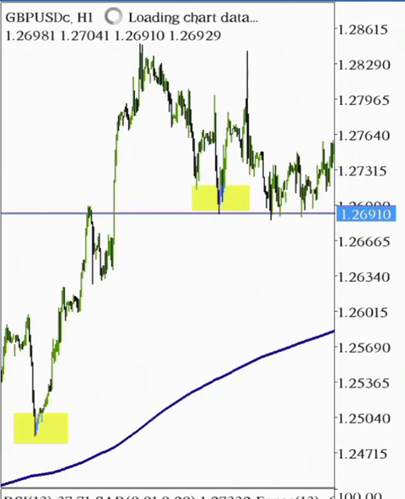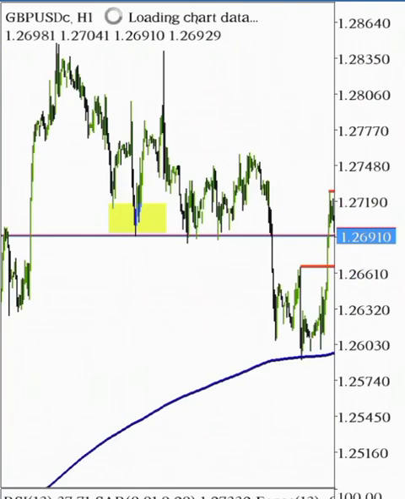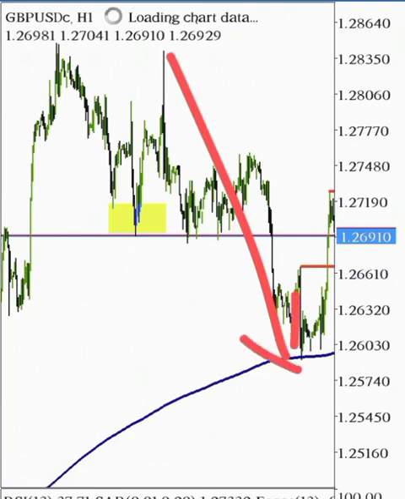That doesn't mean the market won't sell when it's above the 800 moving average. The market will sell, but there's another strategy that I'm going to bring out.